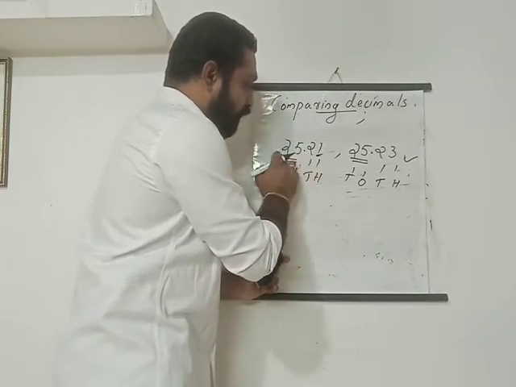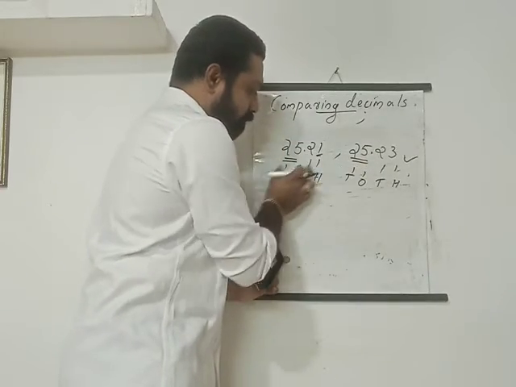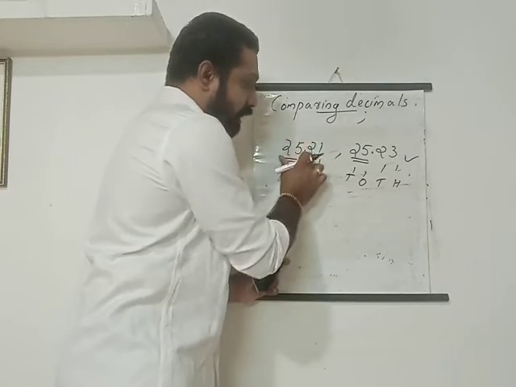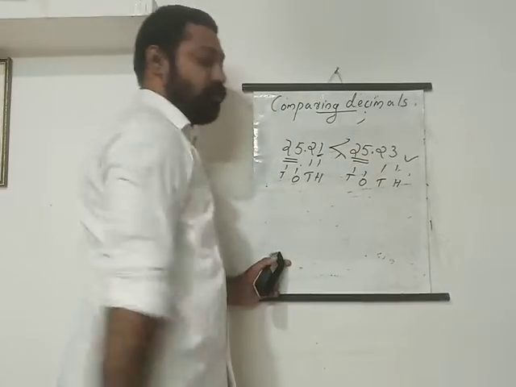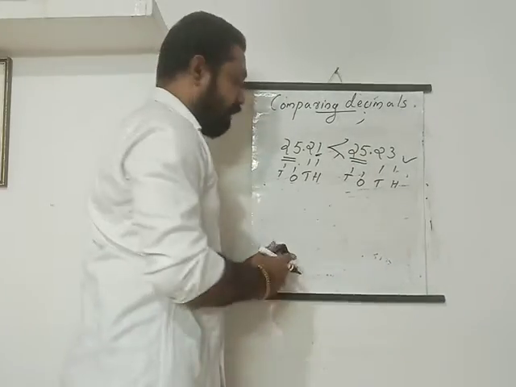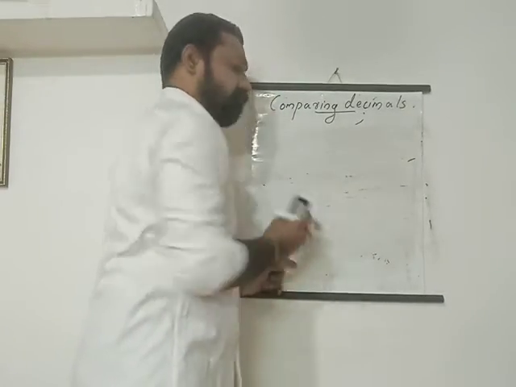Up to 25.2, both are the same. But for the hundredths place, here 1, here 3. So which will be greater? 25.23. Okay. Now let's do another example.